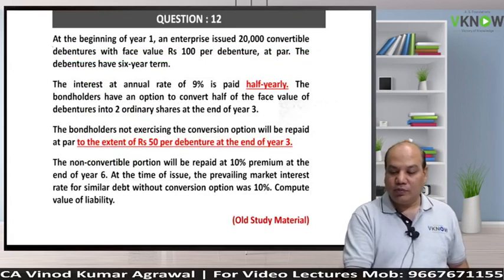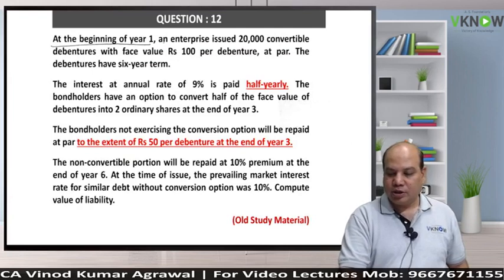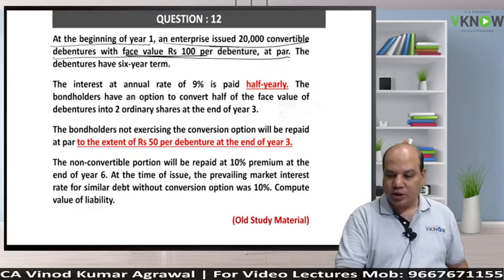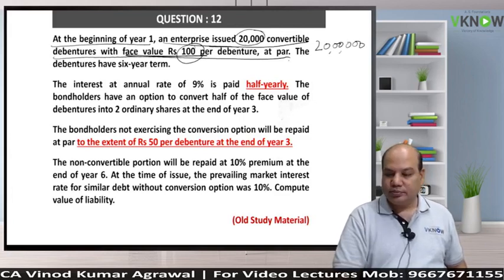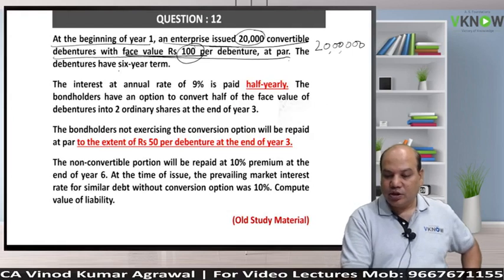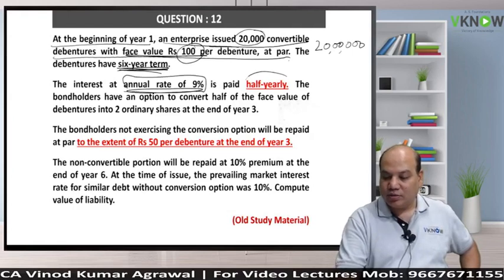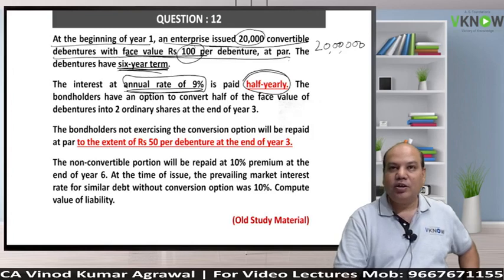At the beginning of year 1, an entity issued 20,000 convertible debentures with face value rupees 100 at par. So 20,000 into 100, the amount raised is 20 lakh. The debentures have a 6-year term. The interest at an annual rate of 9% is paid half yearly.